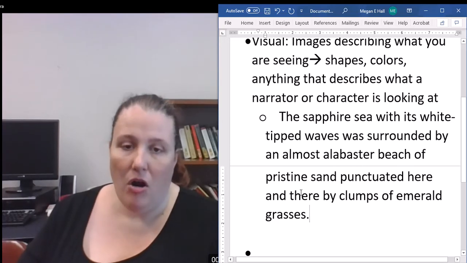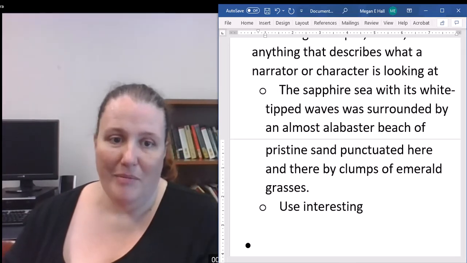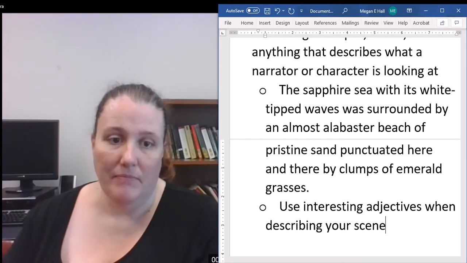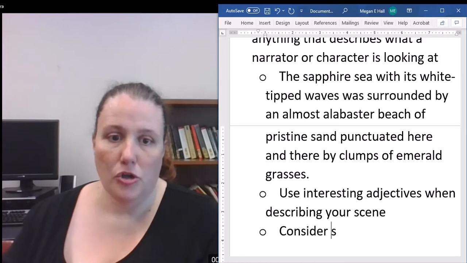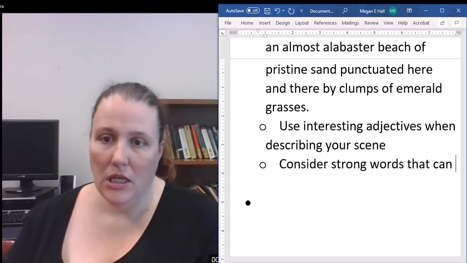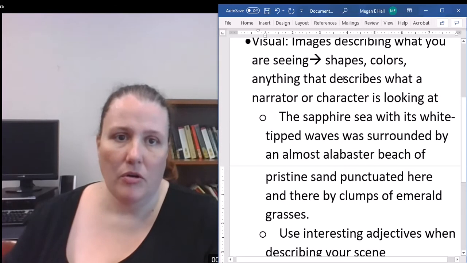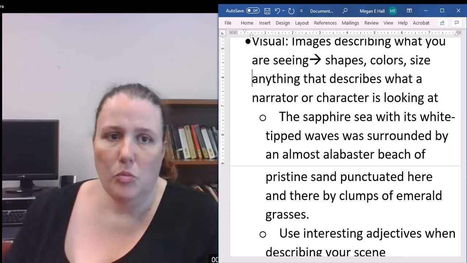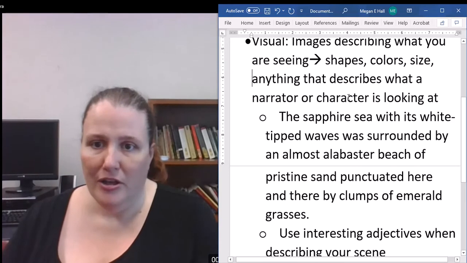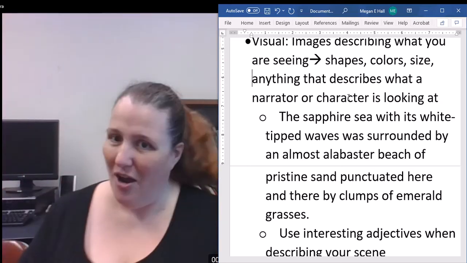Now, there are a couple tips here of things that you can do. You can use interesting adjectives, as I did here, when describing your scene. Consider strong words that can really get across your meaning. And I mentioned up here shape, color, the size of things, those words that we use when we're describing what things look like. The brown bookshelf behind me, shoved full of books, but only on the top two shelves because I've taken the rest of the books home because of COVID.